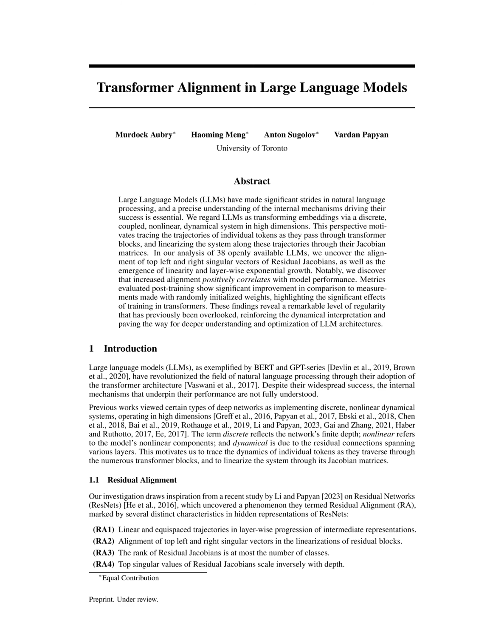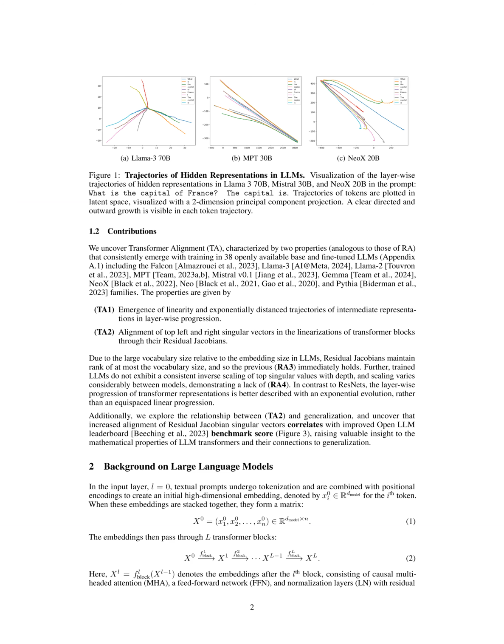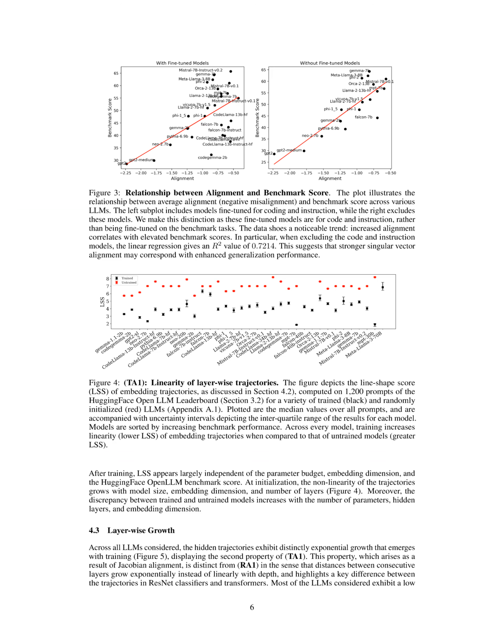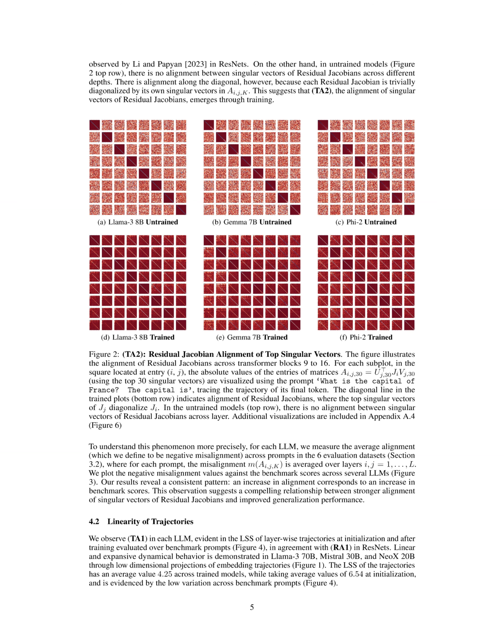The proposed method works by analyzing the dynamics of individual tokens as they move through transformer blocks in large language models, LLMs. The method focuses on two key properties, transformer alignment, TA1 and TA2. TA1 is demonstrated by measuring the expo distance of hidden trajectories, showing that distances between consecutive layers grow exponentially instead of linearly with depth. TA2 is illustrated by examining the alignment of singular vectors of residual Jacobians across depths, which emerges through training and correlates with improved generalization performance.